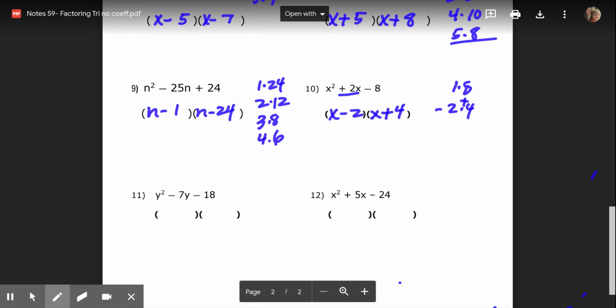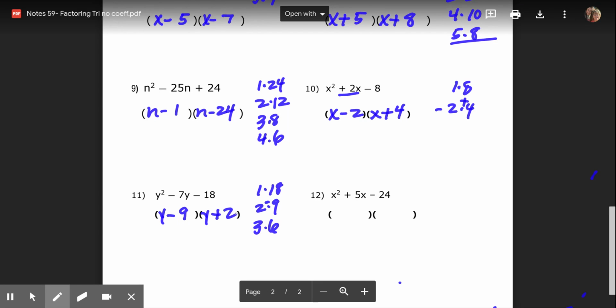Number 11, factors of 18. So 1 and 18, 2 and 9, 3 and 6. And both of those are minus. So one's going to be minus and one's going to be plus. So we need the difference to give us 7. Well, that would be the 2 and the 9. The 9 would have to be the negative because your middle term is a negative 7.